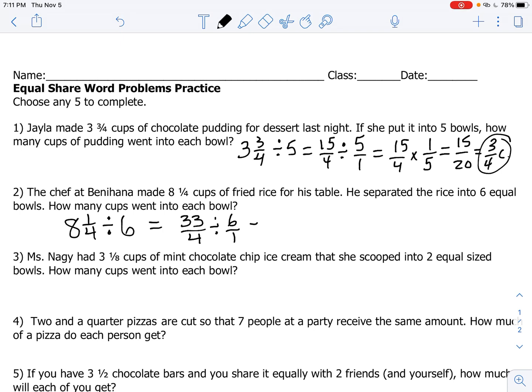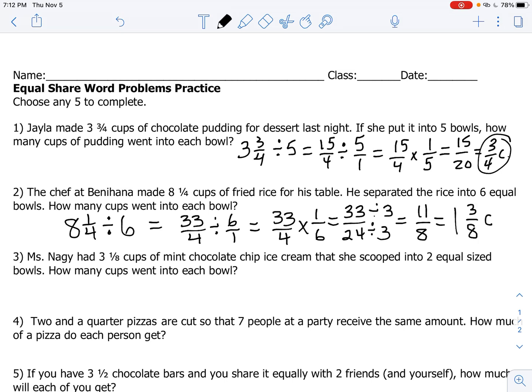All right, so we're going to keep the first fraction how it is, 33/4. We're going to change the division to multiplication, and we're going to flip the second fraction over to 1/6. So our next step, we're going to multiply straight across, or you could cross reduce if you like. I'm going to multiply across to make 33/24. Both of those numbers are divisible by 3, so I'm going to reduce it. That gives 11/8. And then we're going to change that into a mixed number. It's 1 3/8. And that is cups. So 1 3/8 cups.